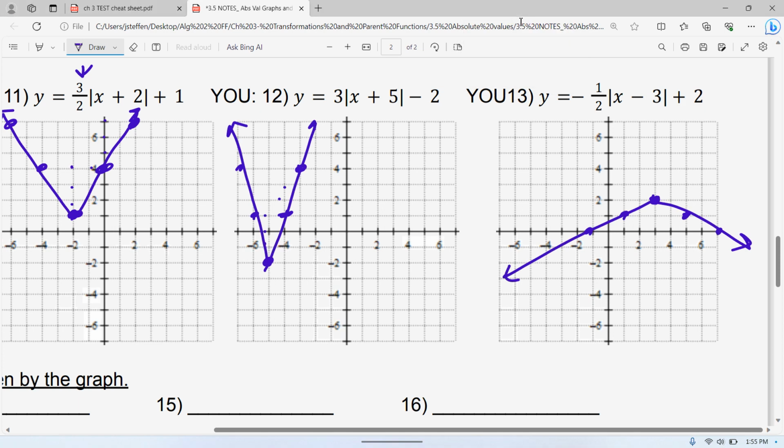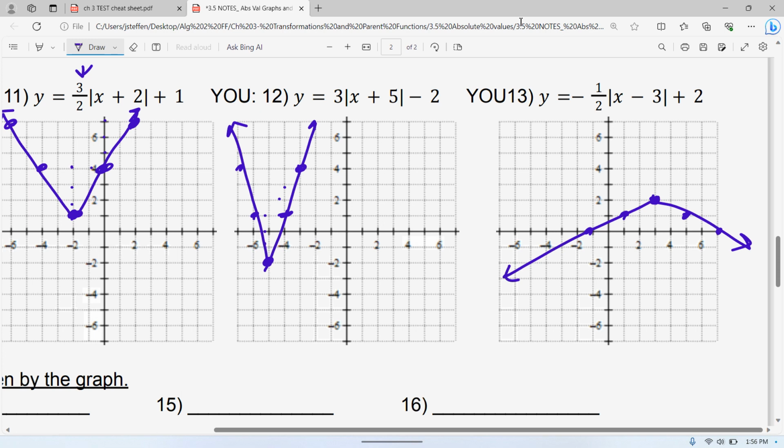All right, so my answers for 12 and 13 are up there. For number 12, I went left 5 and down 2, but you can also say your vertex is -5 and -2. It's all the same. What we're using is 3, so up 3 to the right 1, and then reflected across is up 3 to the left 1 to make that V shape.